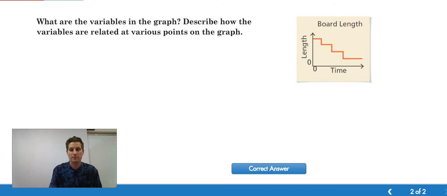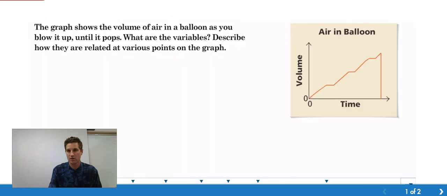What are the variables in the graph? Describe how the variables are related at various points. So we're talking about board length, the length over time. What are the variables that we could be talking about? Alright, one moment. Scratch that last one. I didn't want that. I want to do this one.